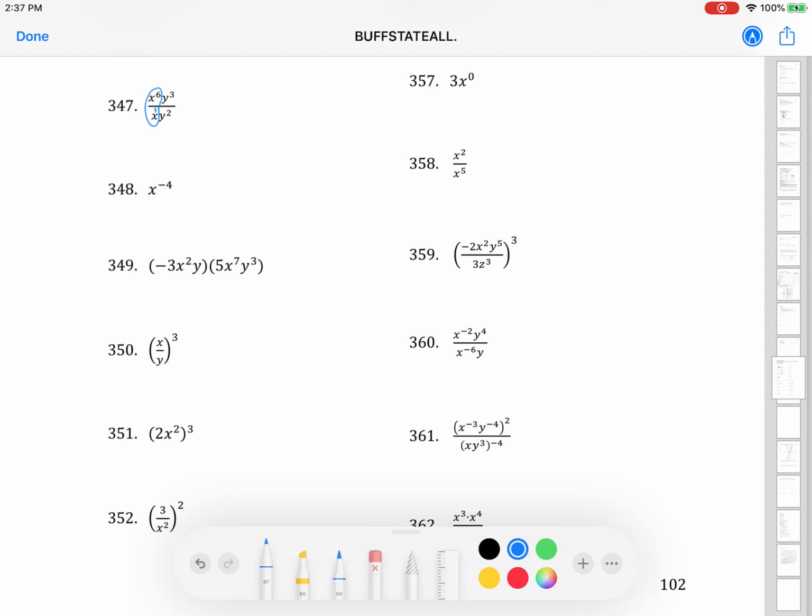I'm going to do x to the 6th divided by x to the 1st. Remember what you do with your exponents when you're dividing? You subtract them. So 6 minus 1 is going to be x to the 5th. Do the same thing with your y's. Y to the third divided by y squared. 3 minus 2 is 1. So I'm just going to write it as y, but you could write it as y to the first. That would be correct as well.